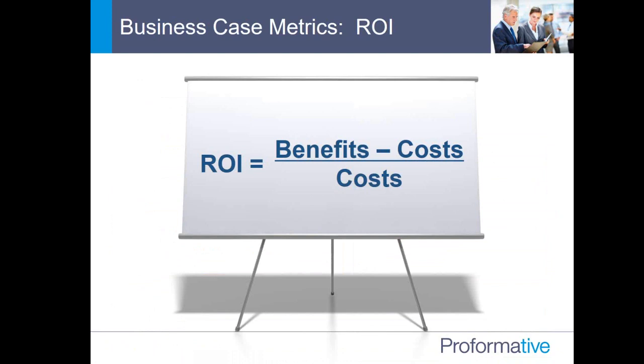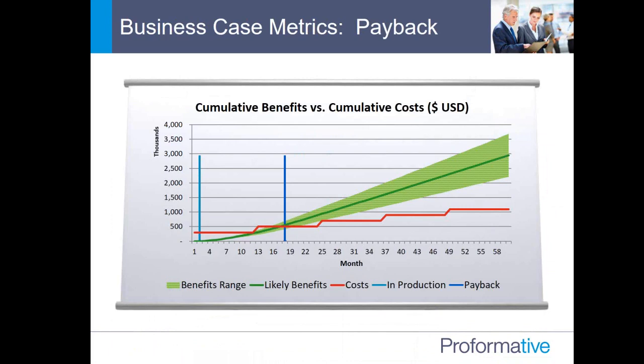So again, there's not a whole lot to be said about ROI. We'll look at that a little bit later, but again, it's benefits minus costs over costs. Payback becomes interesting. This is a chart that we use in our business case analysis template, and there's a lot of things going on here. The light blue line is showing when the technology is put into production. So there's a lag period between when it's bought, when the investment is made, and when it's put into production. And then there's the time to the dark blue line, which is the payback.